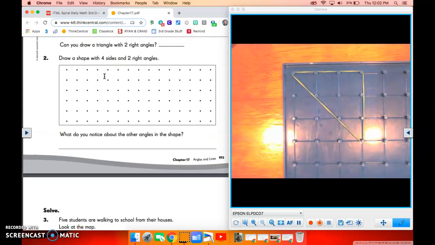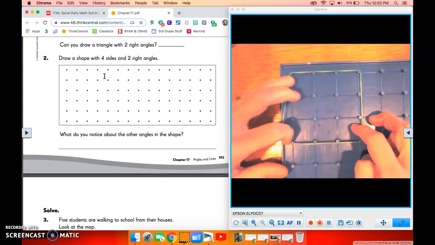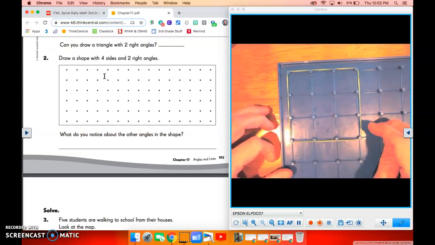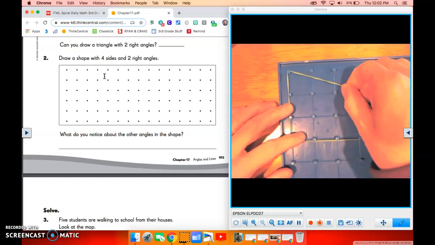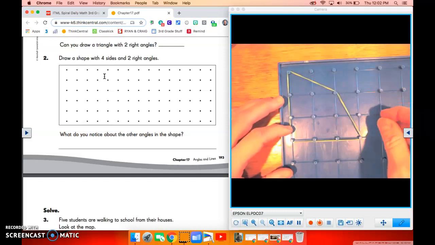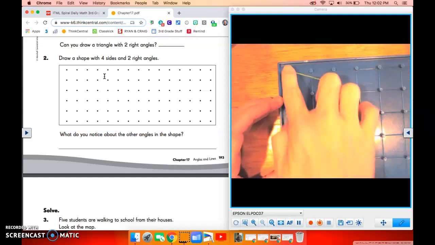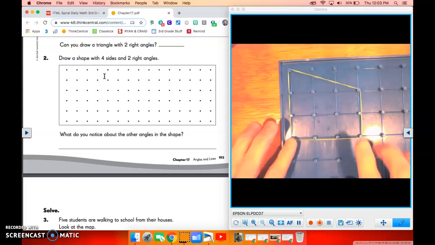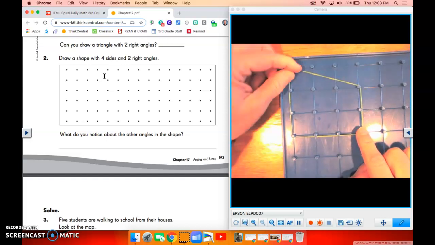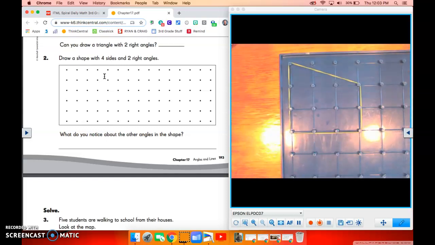All right, number 2. Draw a shape with 4 sides and 2 right angles. Okay, let's see here. 1, 2, this is tough, huh? 1, 2, 3, 4. So these two are both right angles, and these two are not. What do you notice about the other angles in the shape? One's smaller than 90 degrees and one is larger than 90 degrees, right? Is that what you were seeing? Yeah, pretty nice.